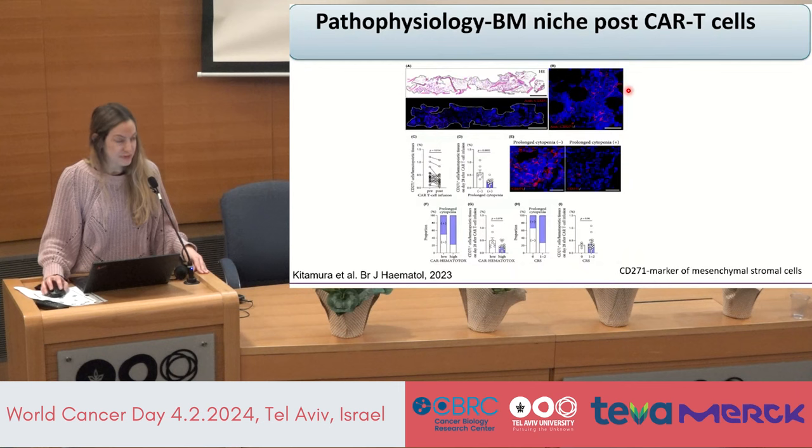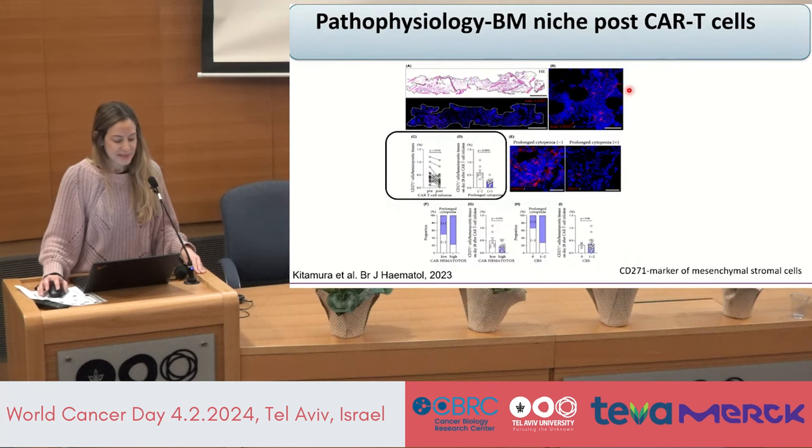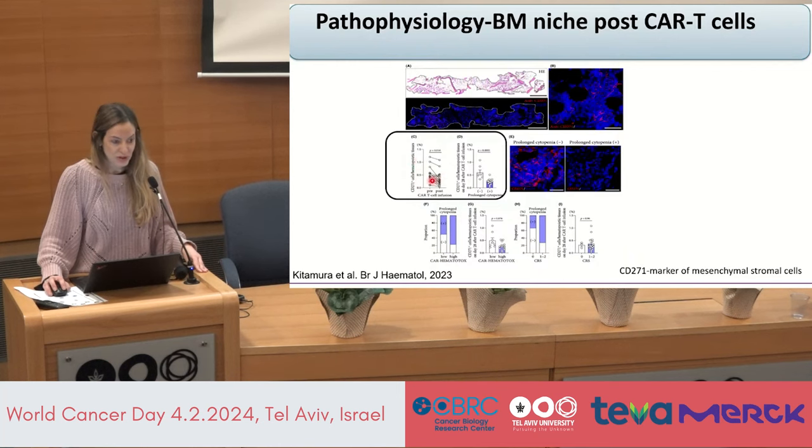But also, a recently published paper from the Japanese group pulled out bone marrow and looked at the niche, the bone marrow niche. Now, they specifically looked at CD271 as a marker of mesenchymal stromal cells. And you can see here that they looked at the ratio of CD271 cells versus the hematopoietic cells. They could see that pre and post CAR T, there was a reduction in this ratio before and after CAR T cell infusion, suggesting that there is a reduction in CD271.